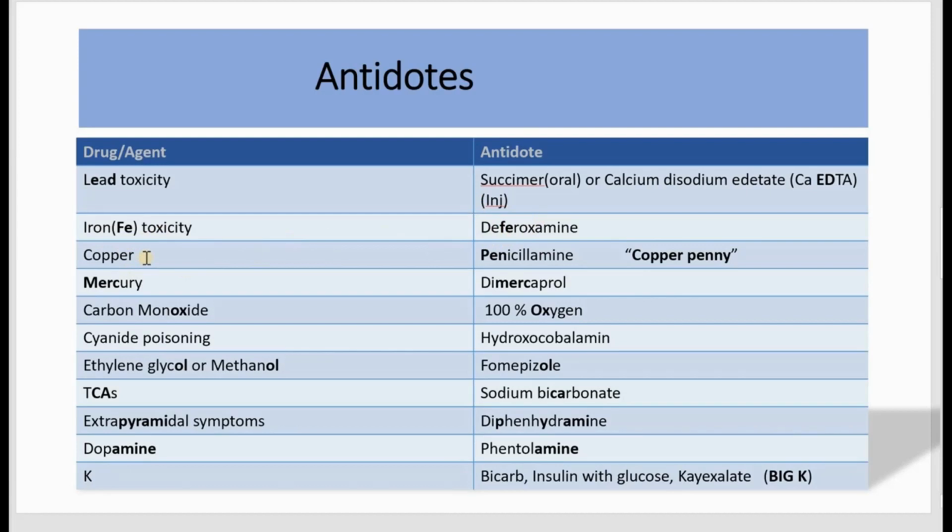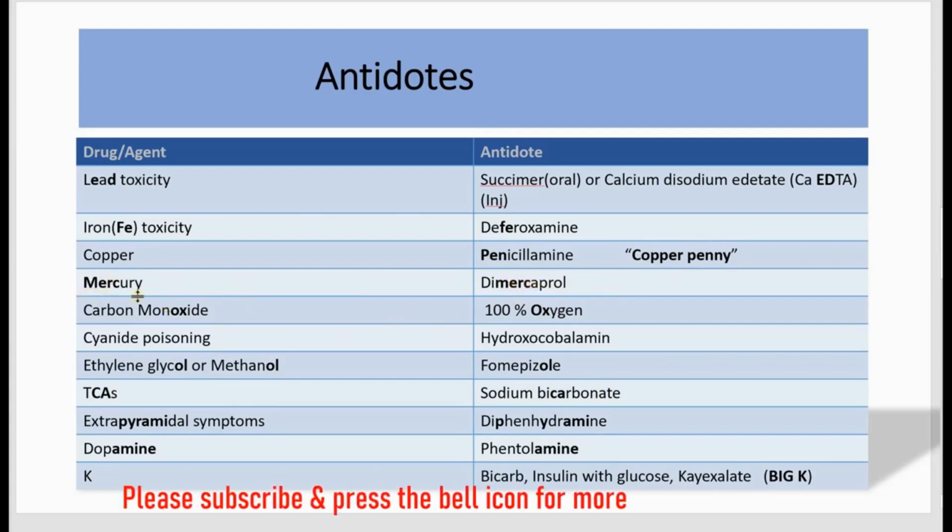Next is copper. Copper toxicity is treated by penicillamine. Now for copper, you can remember the antidote as copper penny, and penicillamine begins with the letters PEN. Mercury. The antidote for mercury is dimercaprol. Both have the letters MAR in them. Carbon monoxide poisoning. Carbon monoxide poisoning is caused by the inhalation of fumes, and the initial treatment is to give 100% oxygen. Both have the letters OX in them.